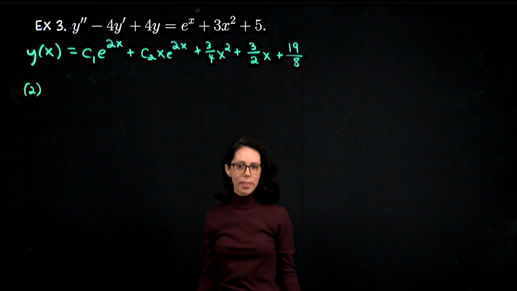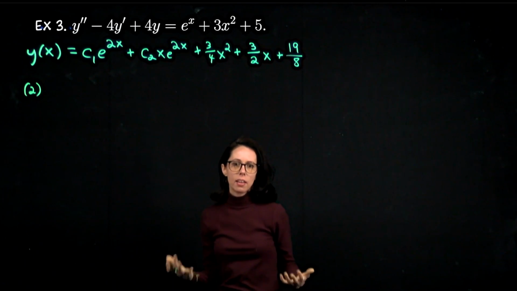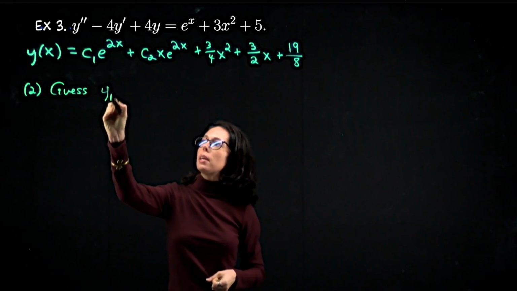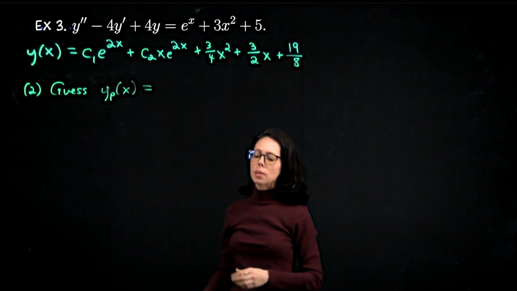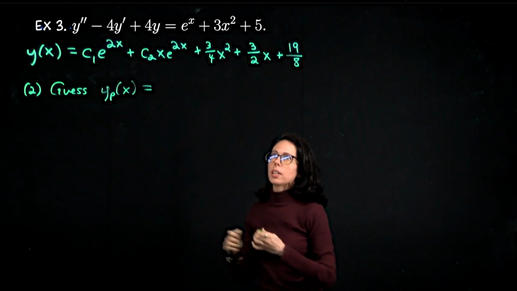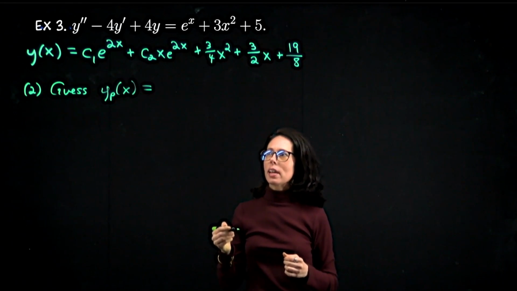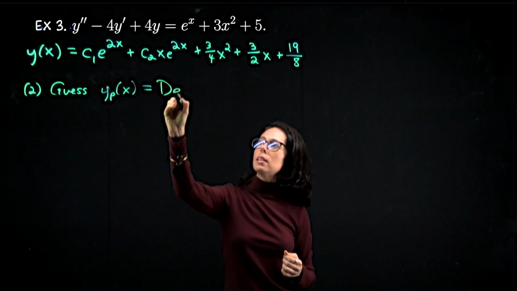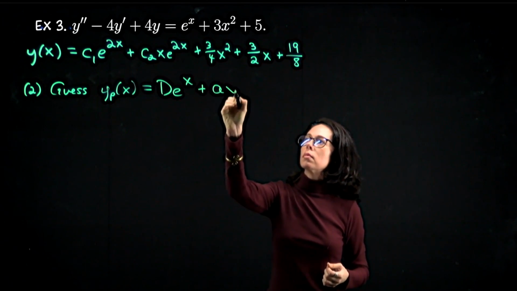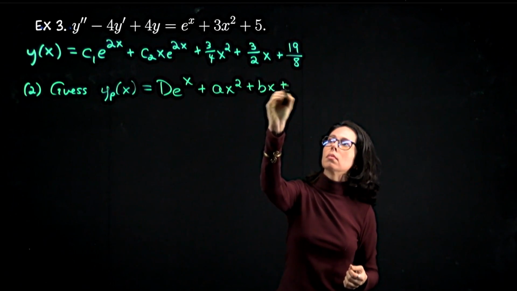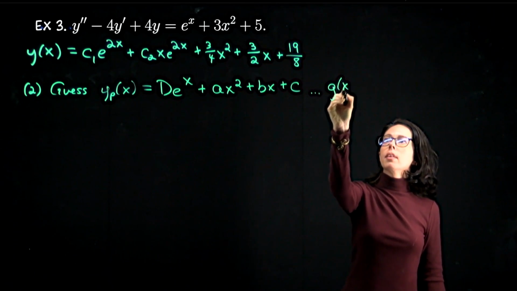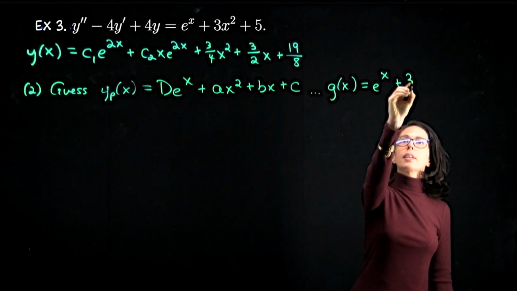For step 2 of our method of undetermined coefficients, what would we guess for the particular solution in this example? We would guess y_p of x equals some generalized version of that forcing function, which in this situation is going to look like, how about I call it, d e to the x plus a x squared plus b x plus c. And we want this to match up with e to the x plus 3x squared plus 5.